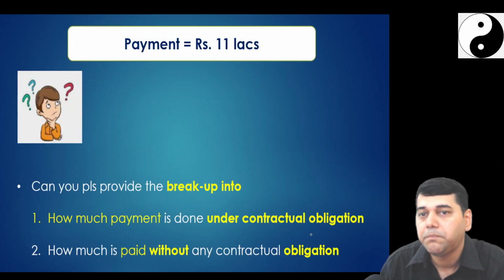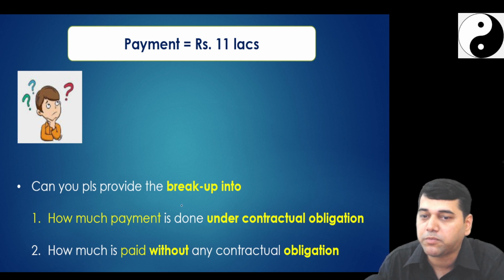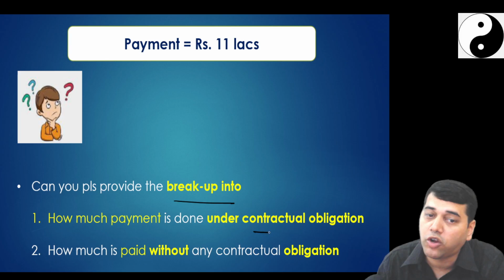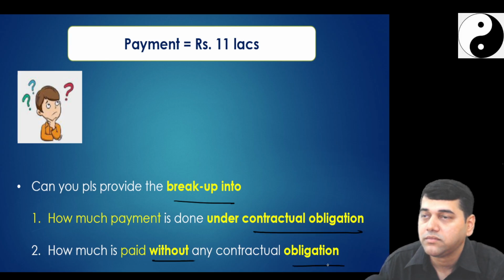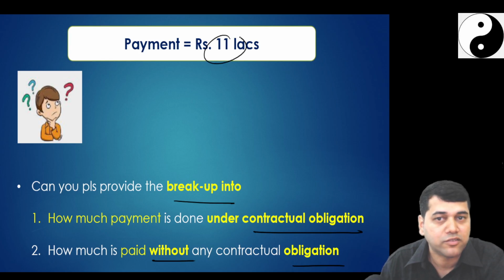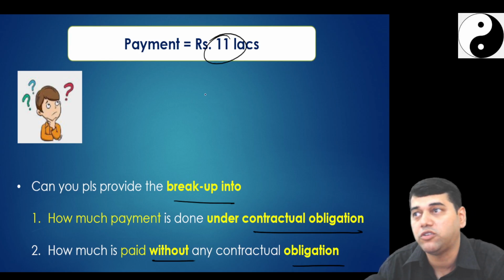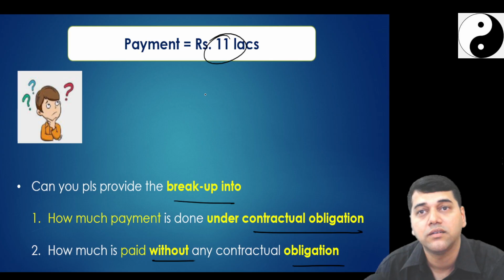Okay. Payment of 11 lakhs. Can you please provide the breakup? How much is under contractual and without any obligation? Now I will tell you why it is an equity portion. You paid 11 lakhs, no? How much under contractual are you supposed to pay? 10 lakh 60. 10 lakh 60 when?